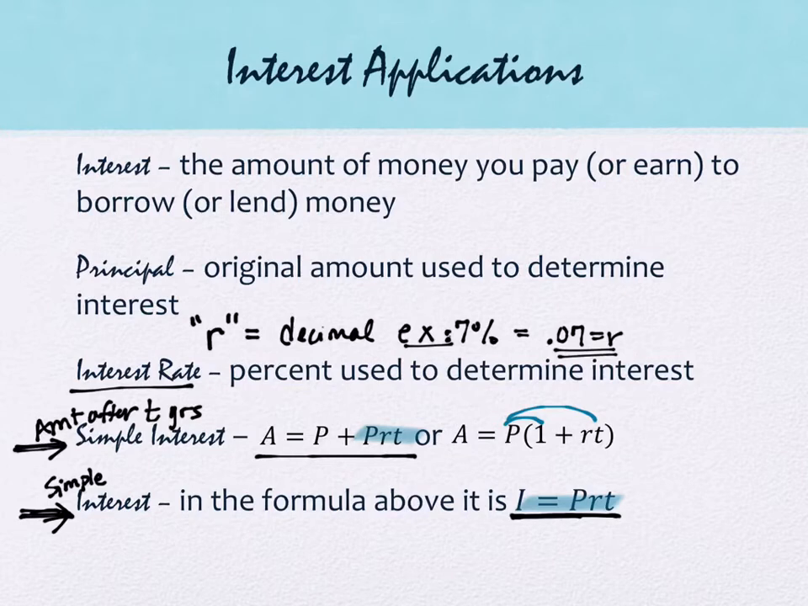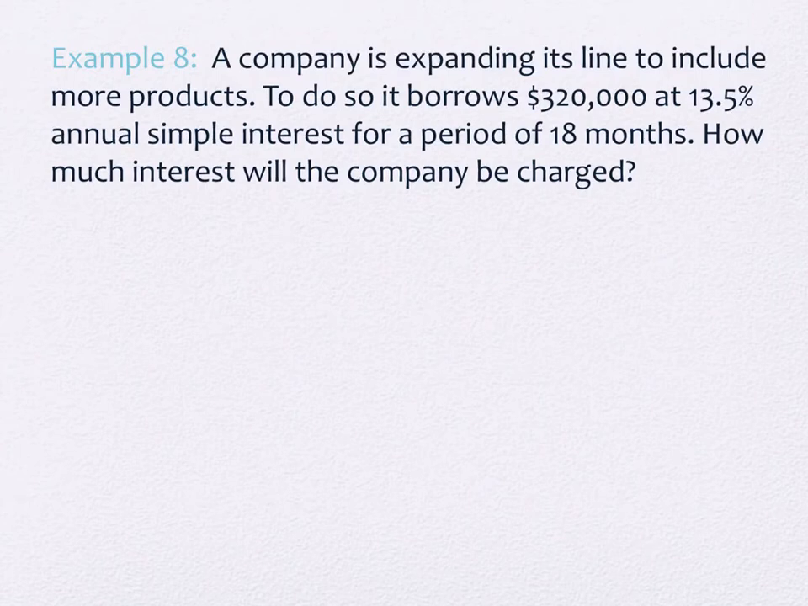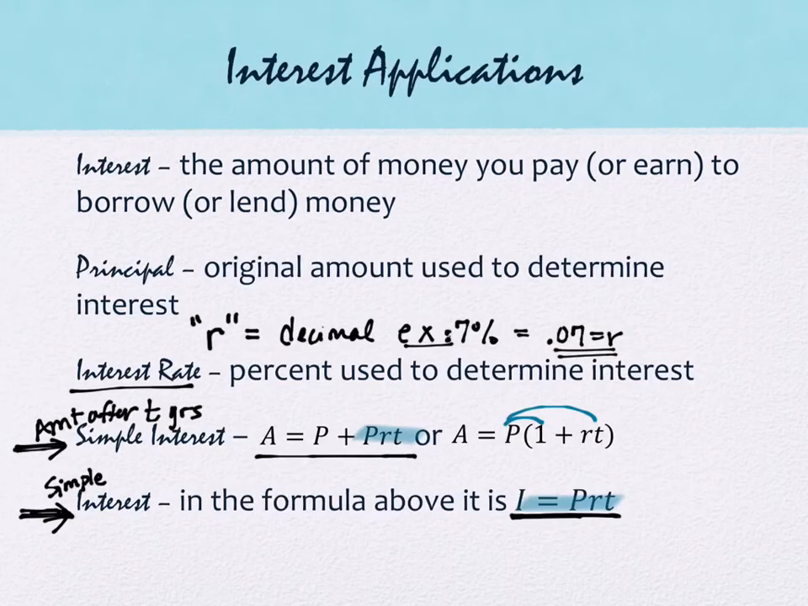All right, so we're going to look at a company. A company is expanding its line to include more products. To do so, it borrows $320,000 at 13.5% annual simple interest for a period of 18 months. I said it, but I didn't write it, so let me write it down over here. The t in these equations, any of the t's, it doesn't matter, is always in years.